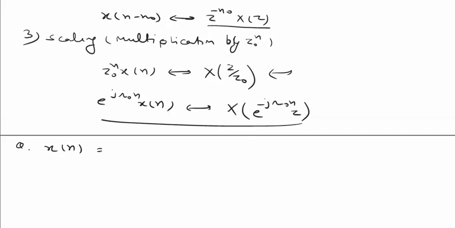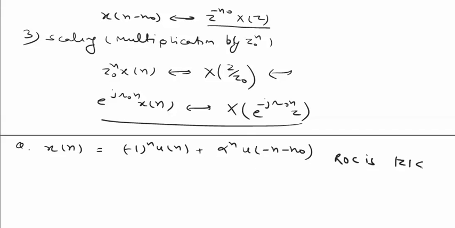Xn is minus 1 power n un plus alpha power n u of minus n minus n naught. ROC is given to us, which is in the range of 1 to 2. We want to calculate value of alpha and n naught.